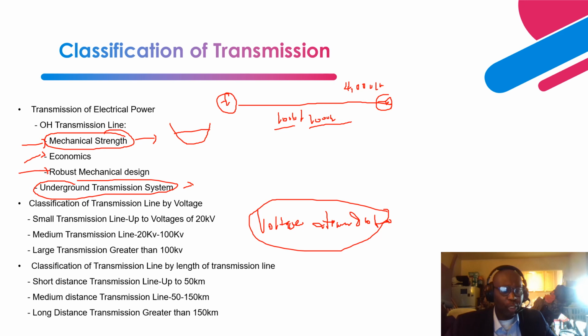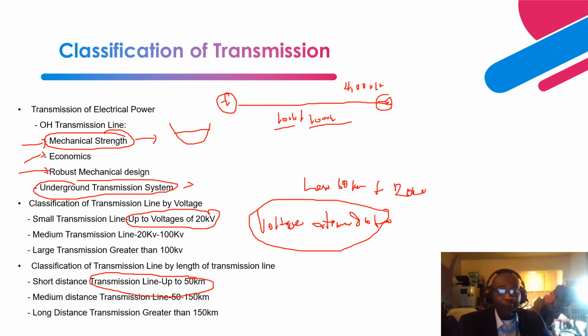Let's look at a short transmission line. If you have voltages up to 20 kV and a distance of up to 50 kilometers, these two together, a transmission distance of less than 50 kilometers plus a voltage level of 20 kV, form the basis of a short distance transmission line.